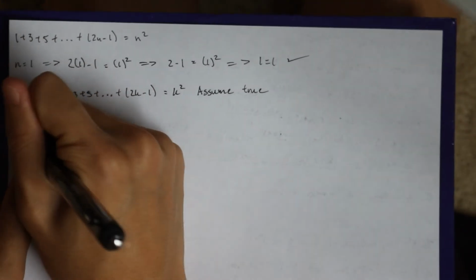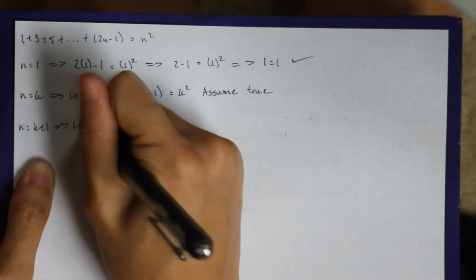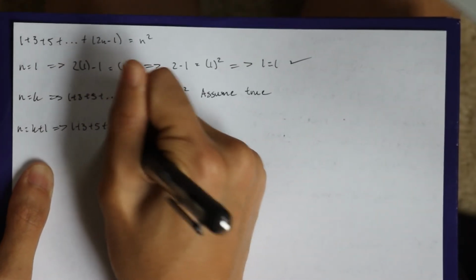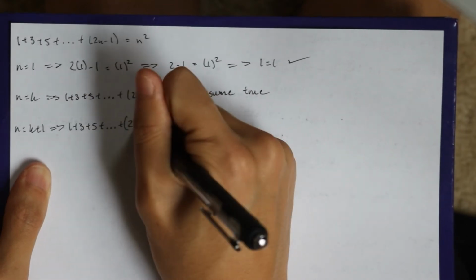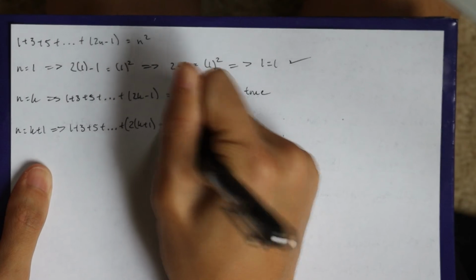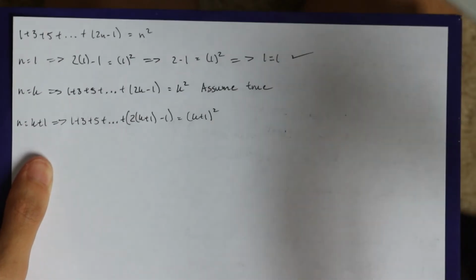So now n is equal to k plus 1. So now what do we do? We just plug in the following again. 1 plus 3 plus 5 plus dot dot dot plus 2 times k plus 1 minus 1 is equal to k plus 1 squared.